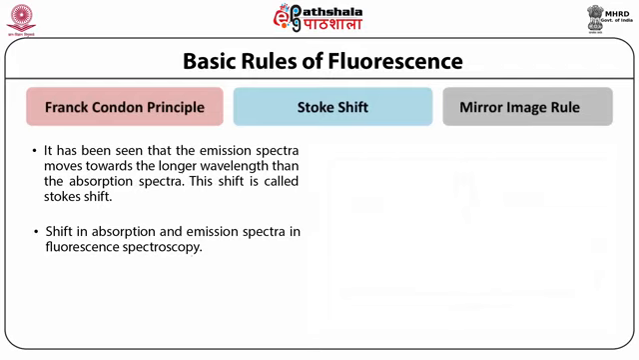The amount of shift varies with molecular structure and can range from few nanometers to over several hundred nanometers. For example, Stokes shift for fluorescein is approximately 20 nanometer. The shift for quinine is 110 nanometer and for the porphyrins it is over 200 nanometer.